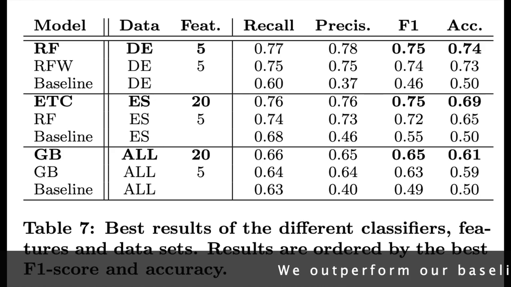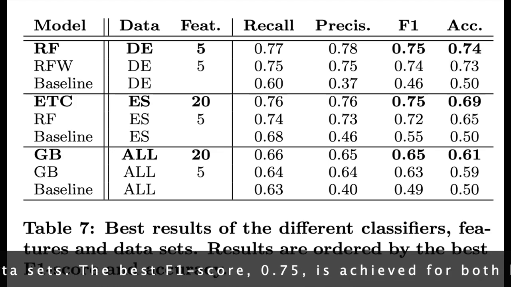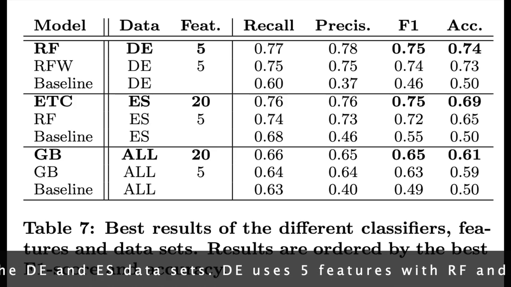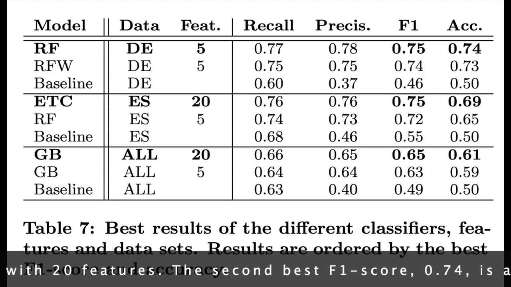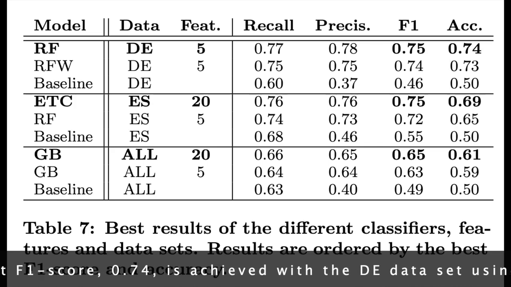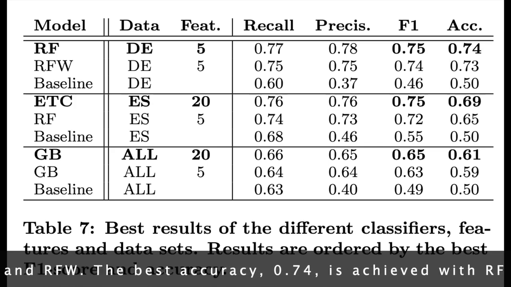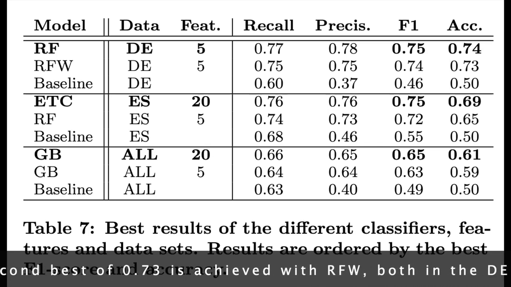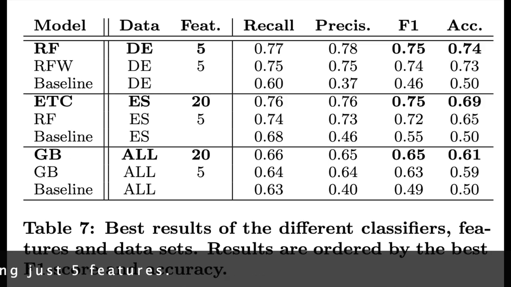We outperformed our baseline for all datasets. The best F1 score of 0.75 is achieved for both languages, the German and the Spanish datasets. The German uses 5 features with random forest, and Spanish uses the extra trees classification with 20 features. The second best F1 score, 0.74, is achieved with the German dataset using 5 features and random forest weights. The best accuracy of 0.74 is achieved with random forest, while the second best of 0.73 is achieved with random forest weights, both in the German dataset using just 5 features.